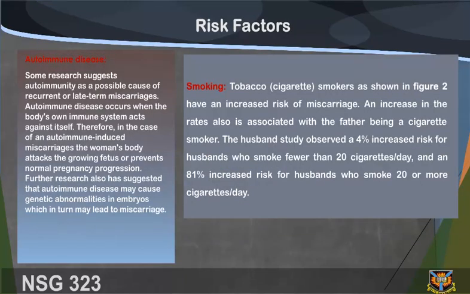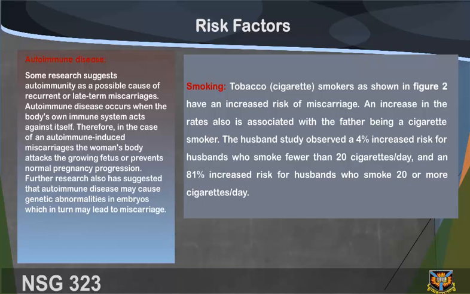Autoimmune disease. Some research suggests autoimmunity as a possible cause of recurrent or late-term miscarriages. Autoimmune disease occurs when the body's own immune system acts against itself. Therefore, in the case of autoimmune-induced miscarriages, the woman's body attacks the growing fetus or prevents normal pregnancy progression. Further research has also suggested that autoimmune disease may cause genetic abnormalities in embryos, which in turn may lead to miscarriage.